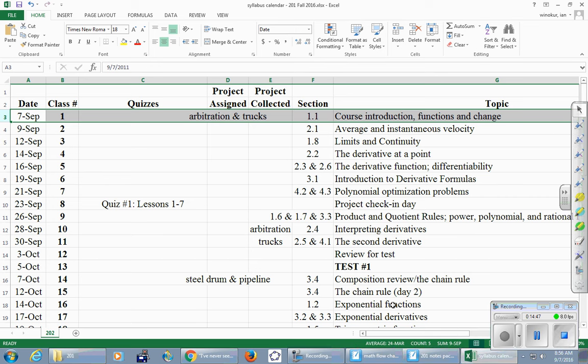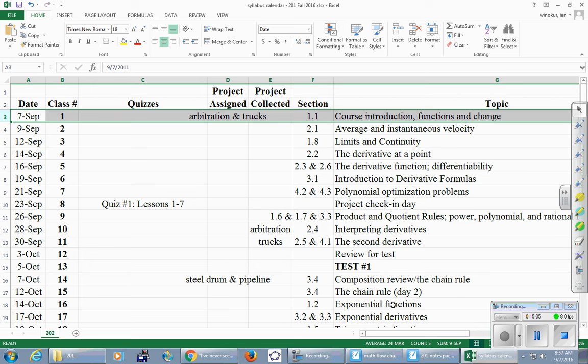So today is September the 7th. I number all my classes. This is class number 1. There are 2 projects assigned right now. You can see there in column D. There's one of them on something called arbitration and one of them on trucks. Those are the two projects that I've handed out.